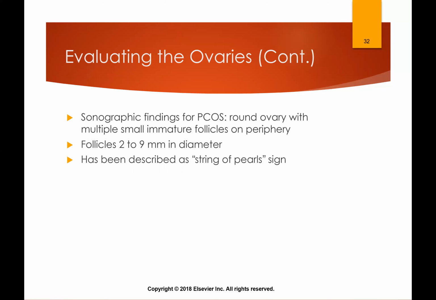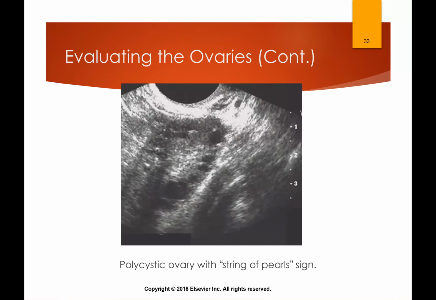The sonographic findings for PCOS are round ovaries with multiple small immature follicles on the periphery, follicles 2 to 9 millimeters, and it's been described as the string of pearls sign. This is what they look like, all of these little follicles on the periphery. Not all of these symptoms happen with polycystic ovarian patients. It depends on the severity of the disease.